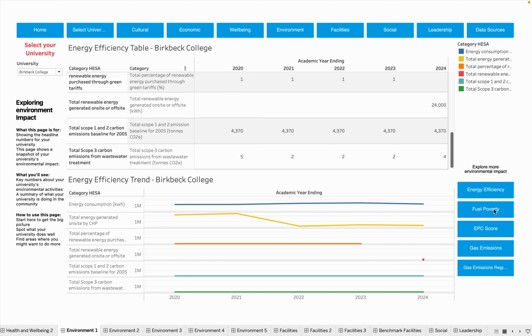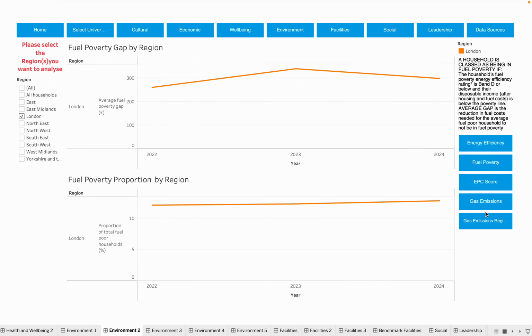So for environment, I can see that I can have a look at fuel poverty, EPC score, and gas emissions. Let's go to fuel poverty. Here, we're looking at fuel poverty gap in pounds and percentage of poor households. I can look at different regions here if I wanted. So we're in London, the gap in terms of pounds has reduced for the last year, but it looks like there's a slight increase in the proportion of poor households.